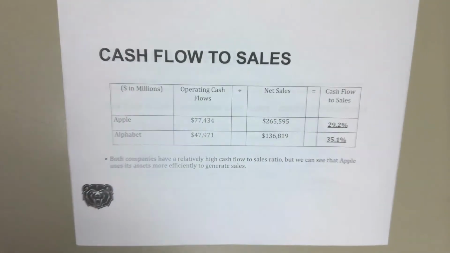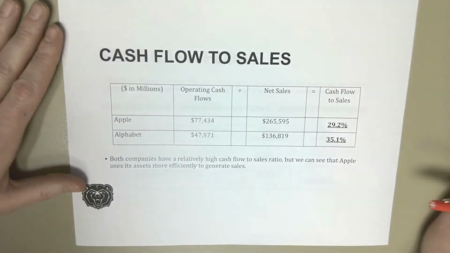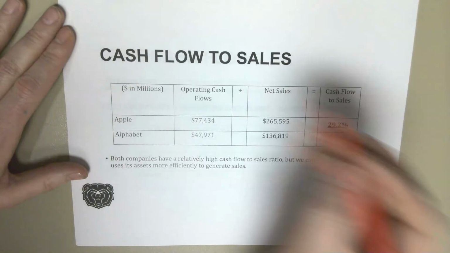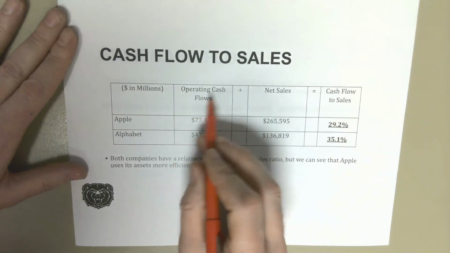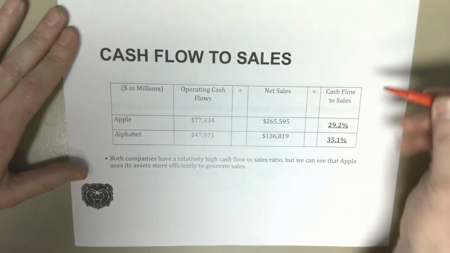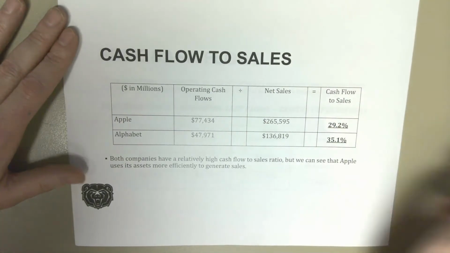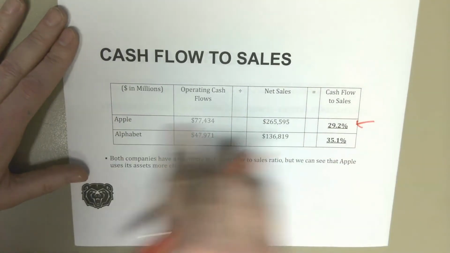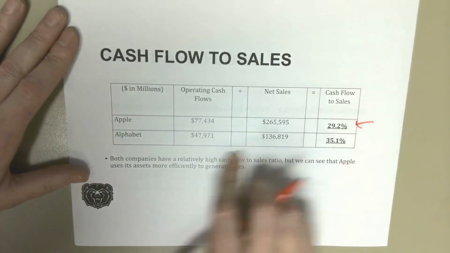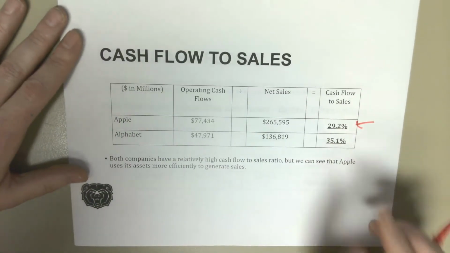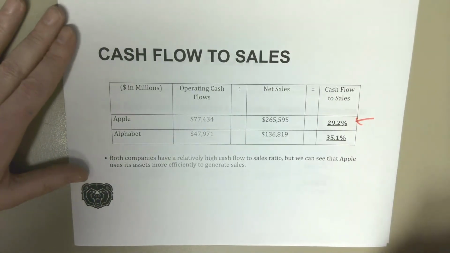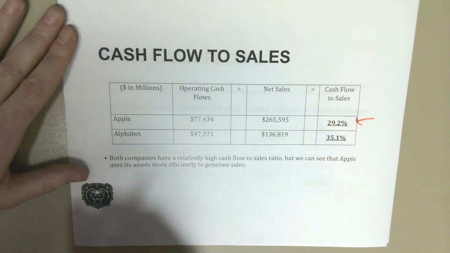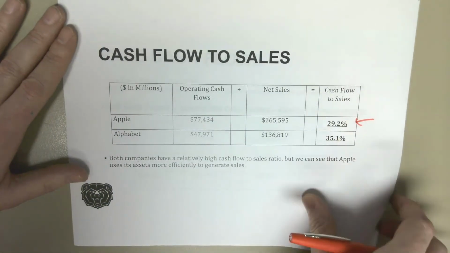Okay. So the cash flow to sales ratio, this is the new one. It's the first new one that we have. We've got one more new one to talk about, but it's even easier. So for cash flow to sales, we're simply going to take operating cash flows and divide it by net sales. That gives us cash flow to sales. Okay. So for every dollar in sales, you can see that Apple's getting 29.2 cents per dollar, and Alphabet's getting 35.1 cents per dollar. Now, these are both relatively high cash flow to sales numbers, but it would appear that based on sales alone, Apple's using their assets a little more efficiently.